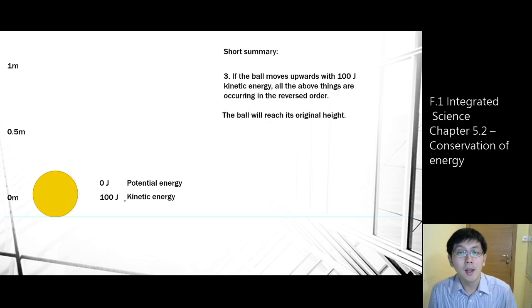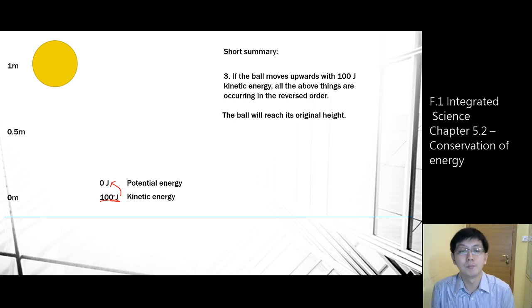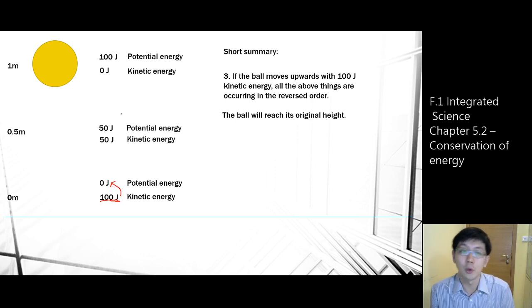Number three, if I reverse the time, imagine a ball is going upwards from the ground with 100 joule kinetic energy. Then the ball will have the energy conversion. The kinetic energy will be converted into potential energy. So you know what will happen if the ball is shooting upwards with 100 joule kinetic energy.